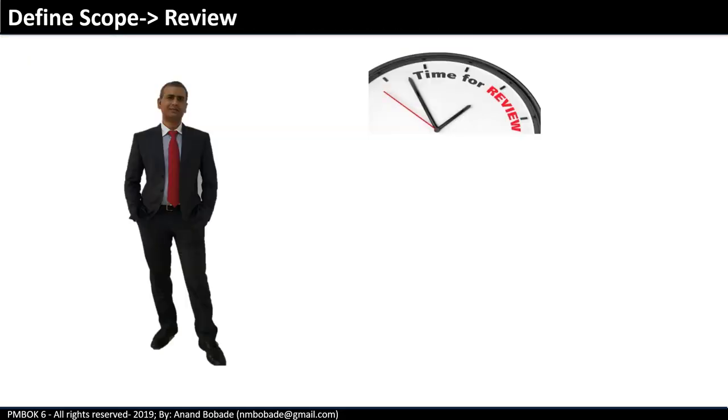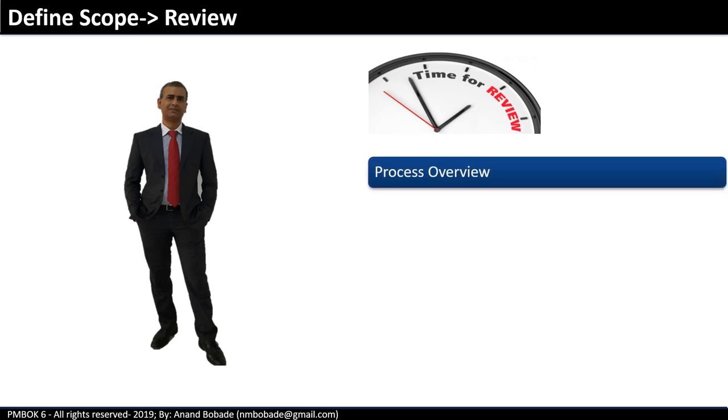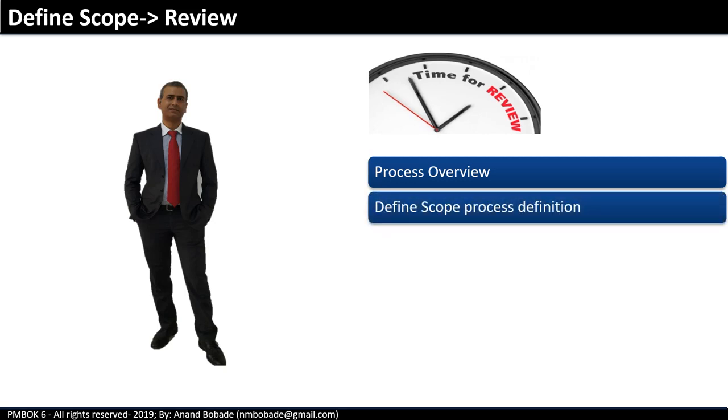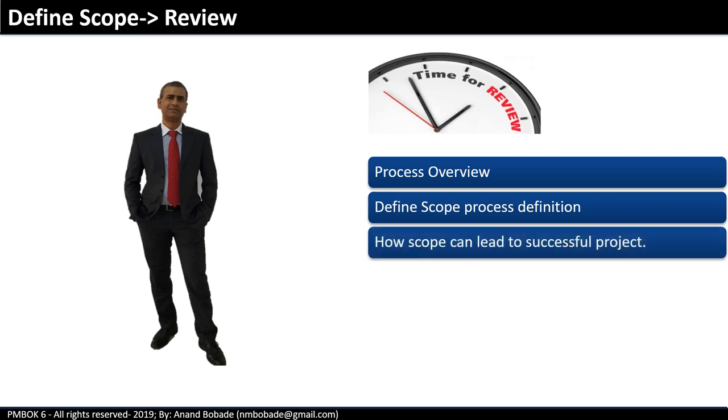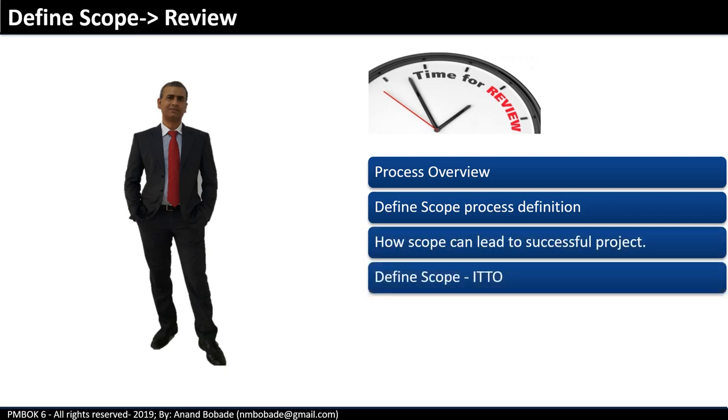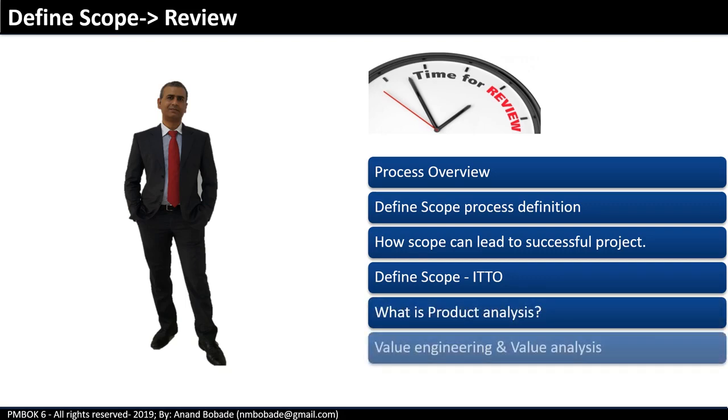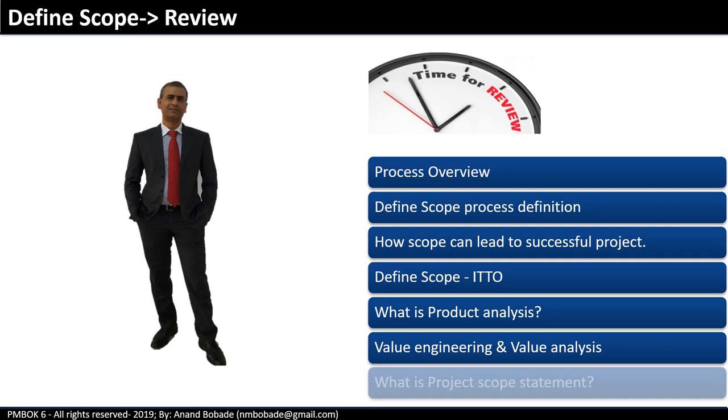Great work. You have completed another process, that is define scope. Let's do a quick review. We started with the process overview. We tried to understand what exactly is meant by define scope. Then we went into the scope process definition. We talked about how clear and concise scope can lead to a successful project. Then we talked about input, tools, techniques and output, and some of the key tools and techniques like product analysis, value engineering, value analysis, and finally we talked about project scope document and the content of those documents. Thank you.